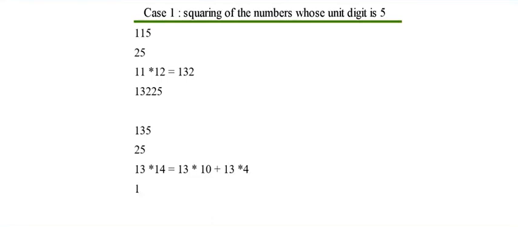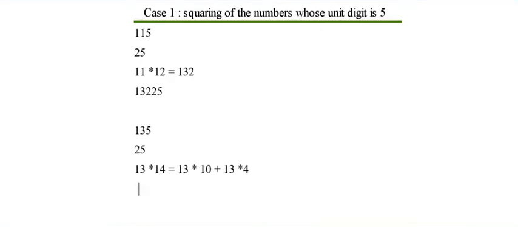Now what is 13 into 10? 13 into 10 is 130 plus 13 4s are how much? 52. Now what is 130 plus 52? That is 182. That means to say what should be the answer for 135 square? It is 18225. Very simple as that. The remaining you can do it.